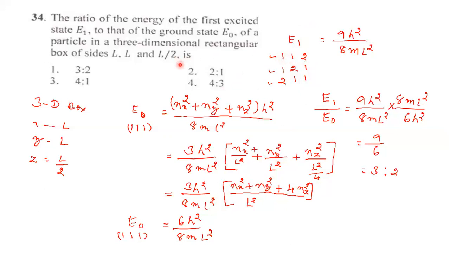In case this is not a regular cubic box, as it is not a cubic box, the quantum numbers 112, 121, and 211 would yield different energies. When I calculate, when you take this 112, the value of this will become 8h square by 8ml square, because 1 square plus 1 square plus 4 into 4, that will become 18.